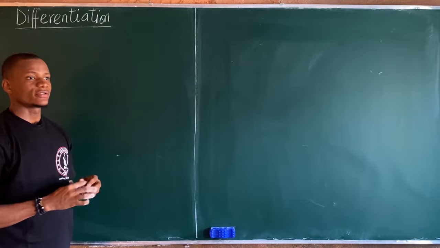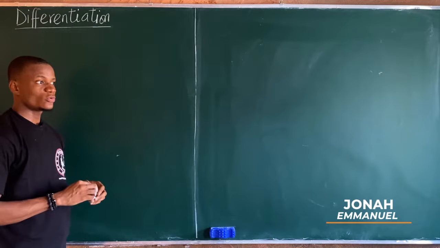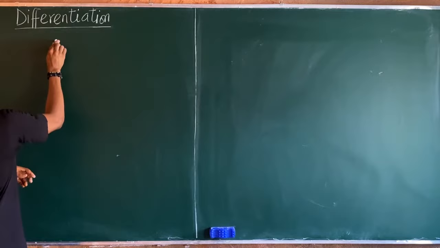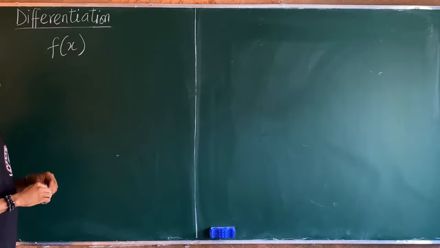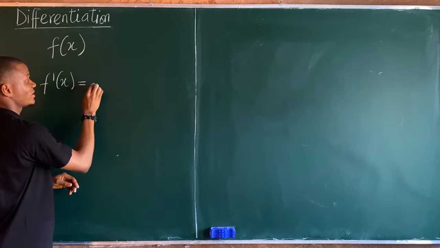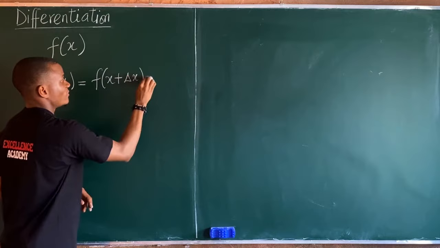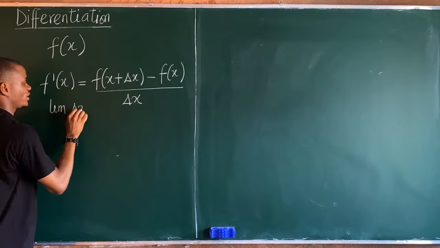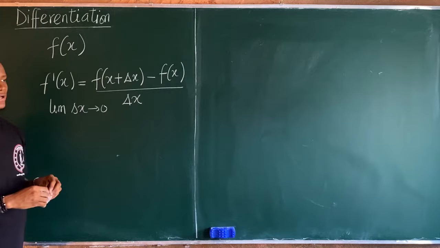So we are still on first principle method of differentiation. At this point, I'll introduce you to the first principle formula for differentiation. Here's what the formula is. If I'm given a function f of x, from first principle, the first derivative of this function, which we said is f prime of x, is equal to f of x plus change in x minus f of x all over change in x, taking the limit of change in x equal to zero. So this is my first principle formula of differentiation.